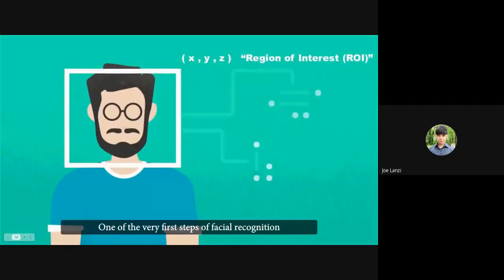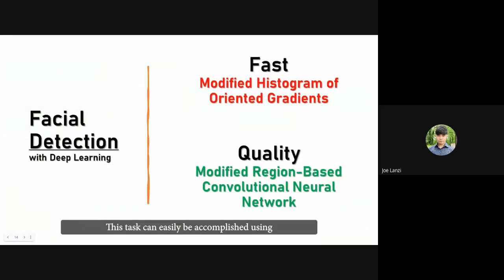One of the very first steps of facial recognition is the process of image segmentation to locate the region of interest, which in this case is to locate the coordinates of a face within a 3D space. This process mimics that of a person when locating objects within our peripheral vision and making mental notes of their location. This task can easily be accomplished using deep learning, which in this project, two methods were used to get fast results and quality results.